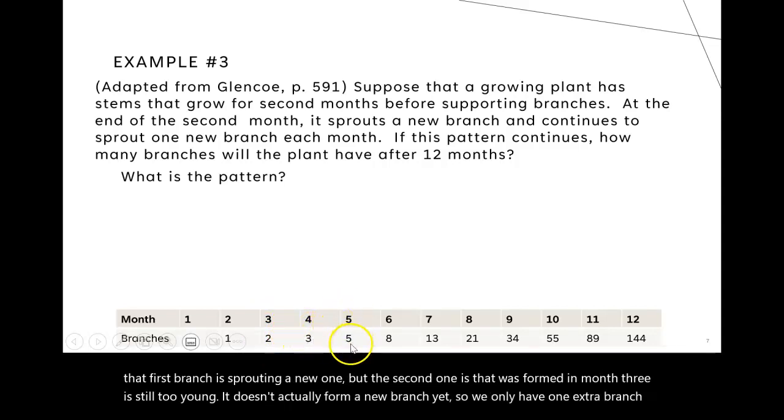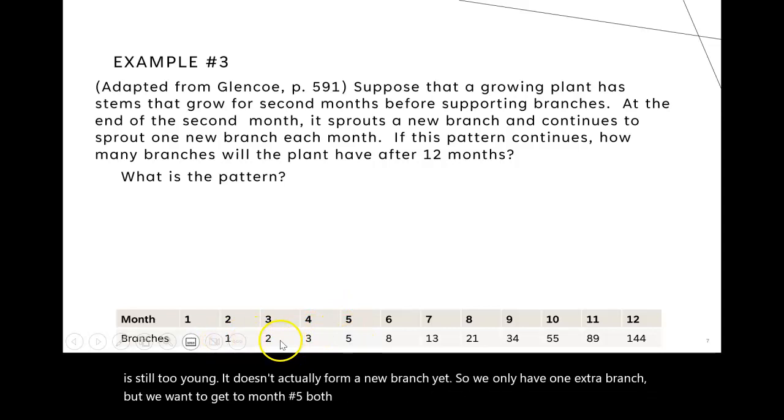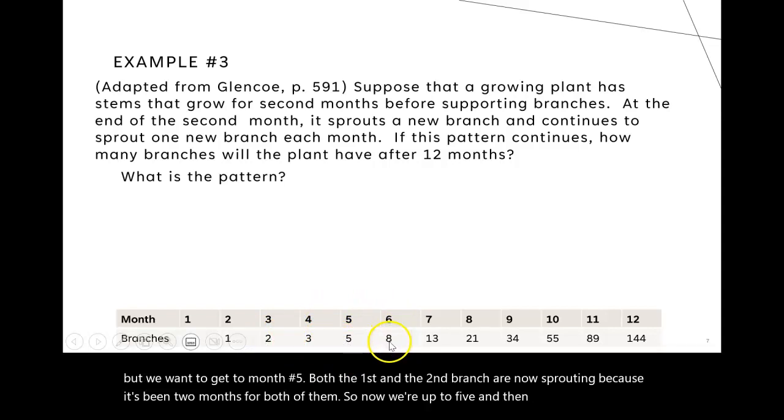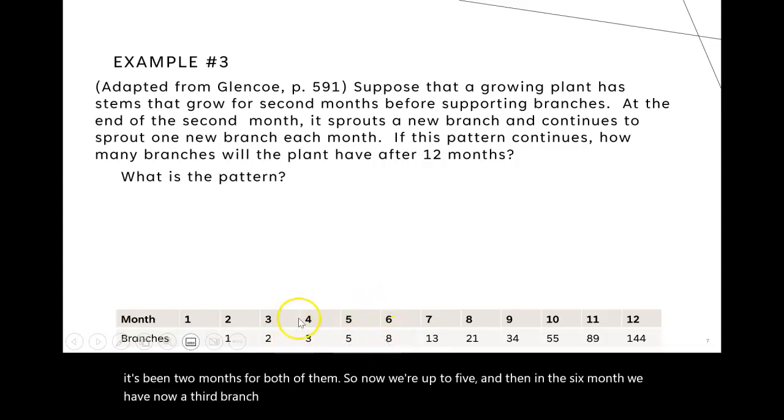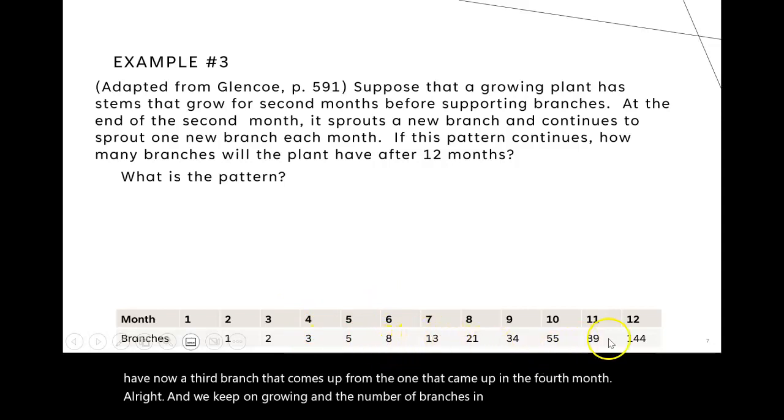But when we get to month number 5, both the first and the second branch are now sprouting because it's been 2 months for both of them. So now we're up to 5. And then in the 6th month, we have now a third branch that comes up from the one that came up in the 4th month. Right? And we keep on growing, and the number of branches increases in this way.